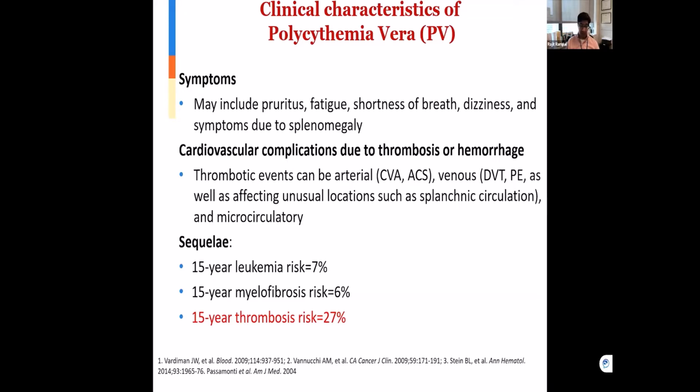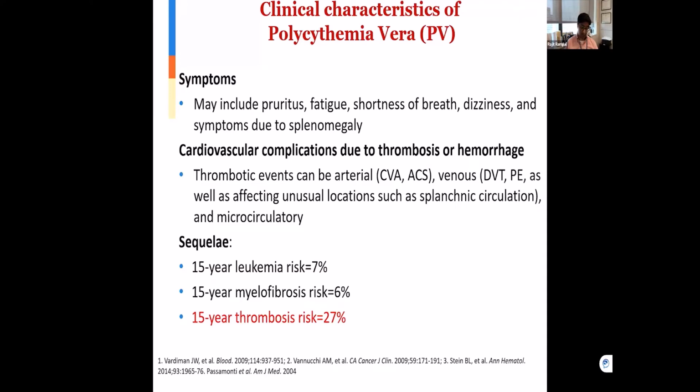So there can be clotting events that are arterial, like a heart attack or a stroke. In the venous system, that's like a deep vein thrombosis or a pulmonary embolism. And people can have clotting in really unusual places, like in the circulation of the intestines and the abdomen.